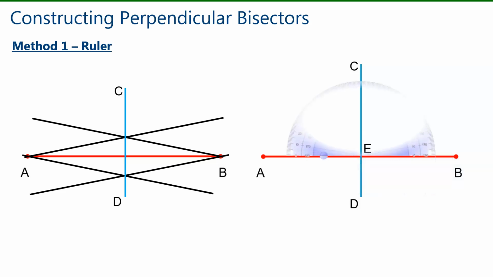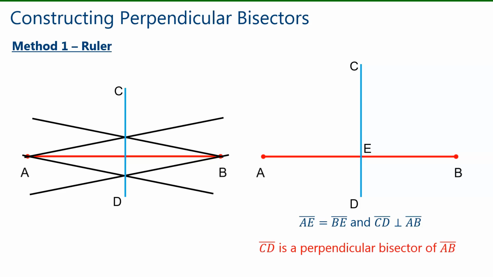Next, take a protractor, measure the angle, and we can see that in fact the blue line does make a 90-degree angle with the red line. AE equals BE, and CD is perpendicular to AB, so we say that CD is a perpendicular bisector of AB.